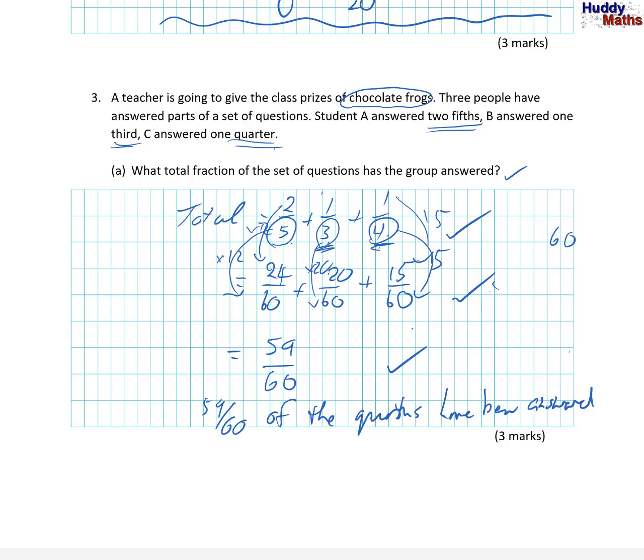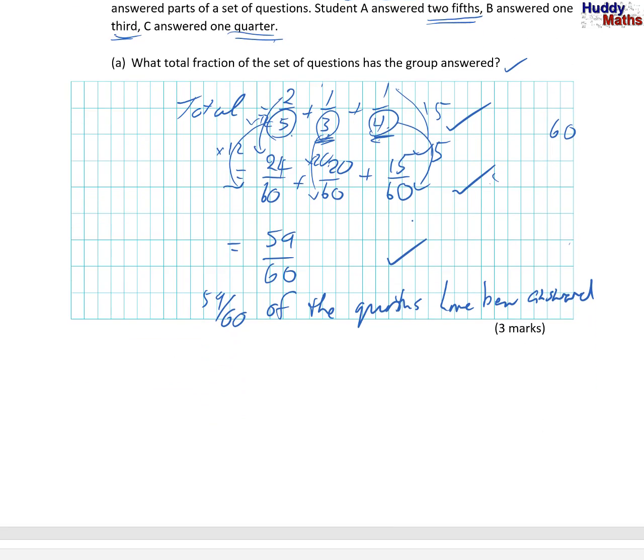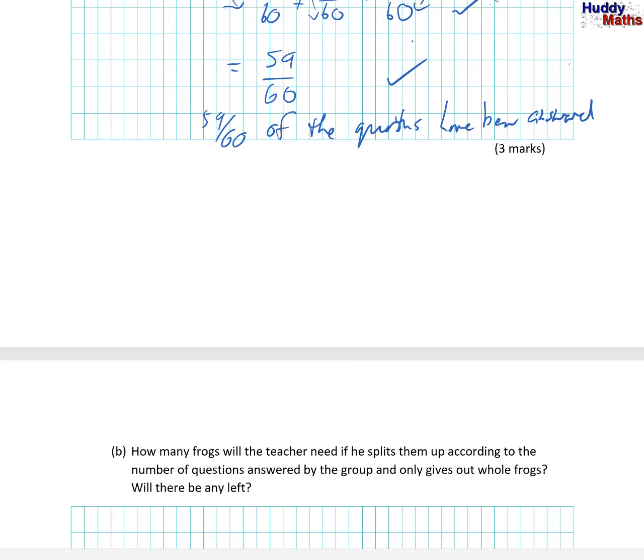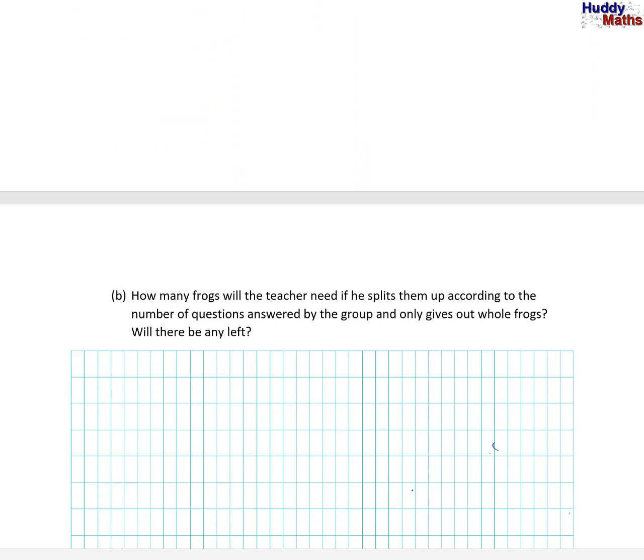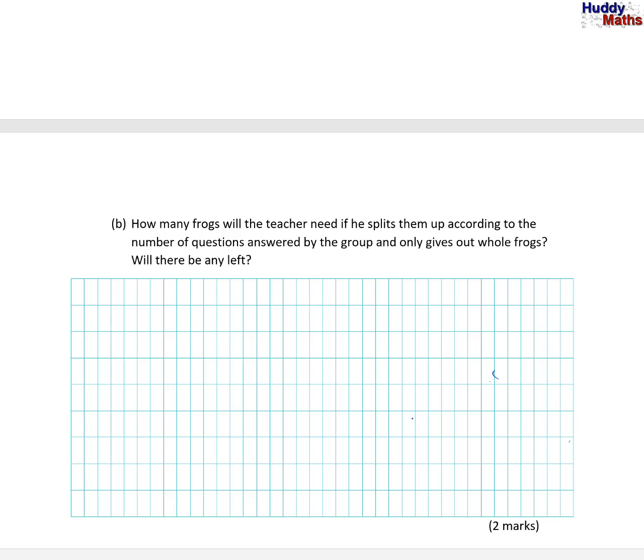All right, so what's the second little bit here? Let's just go down and have a look. And that is, how many frogs will the teacher need if he splits them up according to the number of questions answered by the group and only gives out whole frogs? Okay, right, 59 60ths of the questions. So 59 60ths, it suggests there might have been 60 questions if they each only answered one.